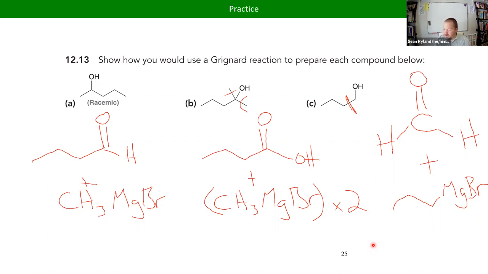So this is the way we would do it if I said you absolutely have to use a Grignard reagent. Realistically, we would use sodium borohydride, start from the 4-carbon aldehyde and use sodium borohydride to add the hydride instead of adding a carbon. Adding hydrides is usually easier than adding carbons, if that's one of your options.